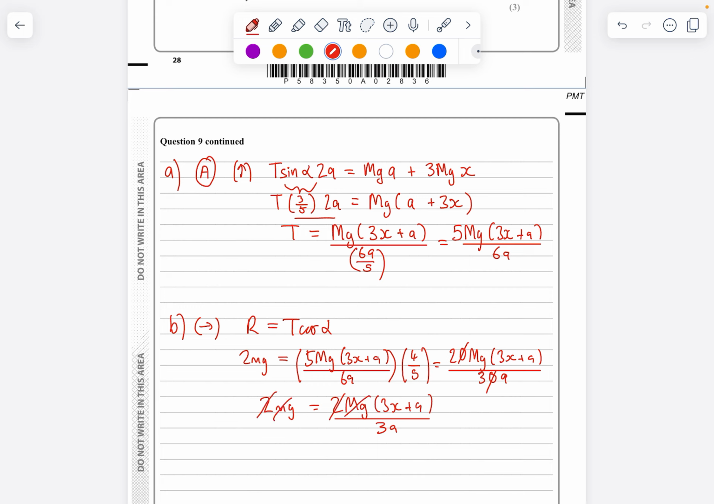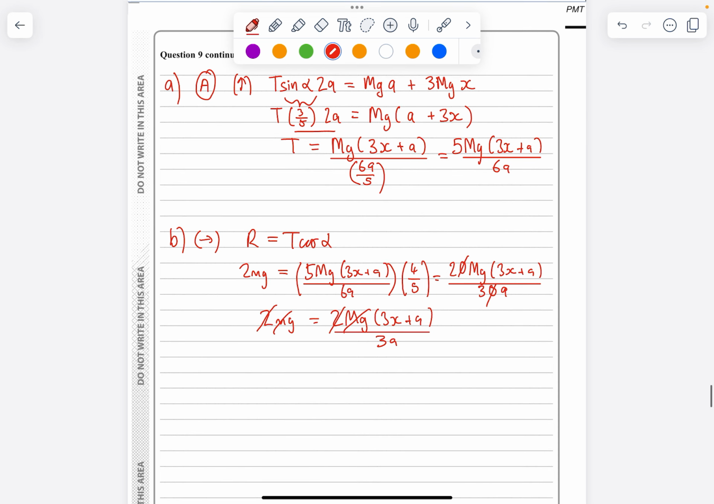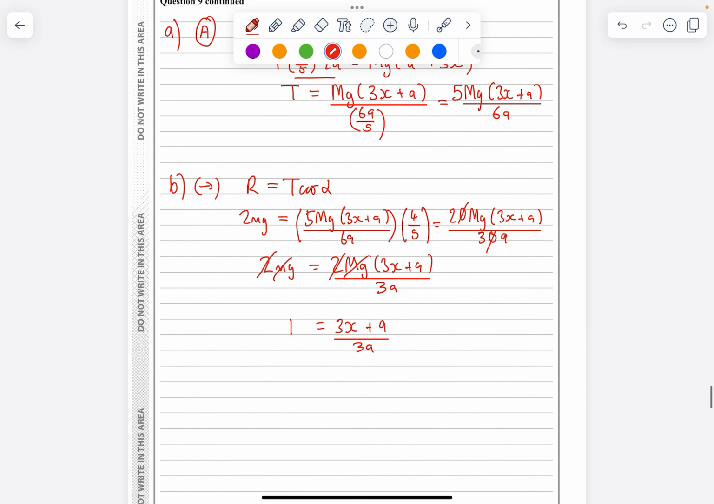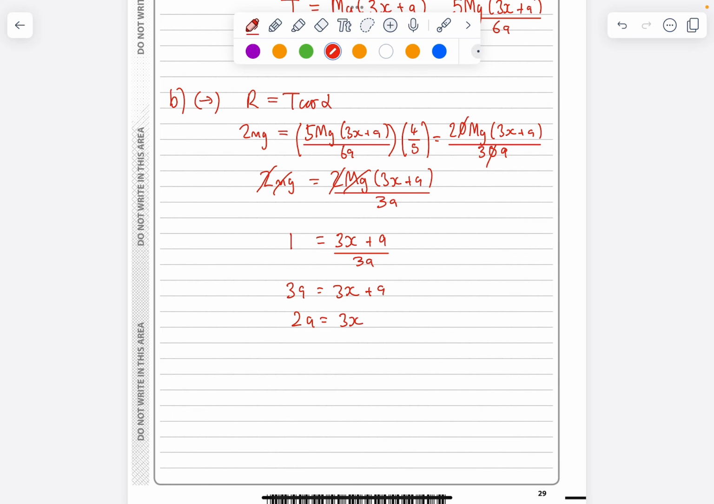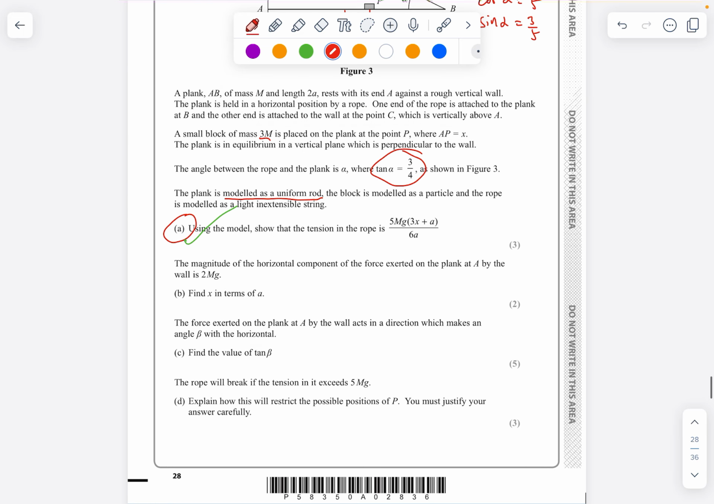I'm going to divide by mg on both sides. Now remember, on the left hand side, even though I'm dividing through, that's still going to leave me with 1, because mg divided by mg is 1. And then on the other side, what we've got left is 3x plus a all divided by 3a. So let's multiply out the fraction. 3a is equal to 3x plus a. So 2a equals 3x. And therefore, x equals 2a divided by 3. And now I've got x in terms of a.